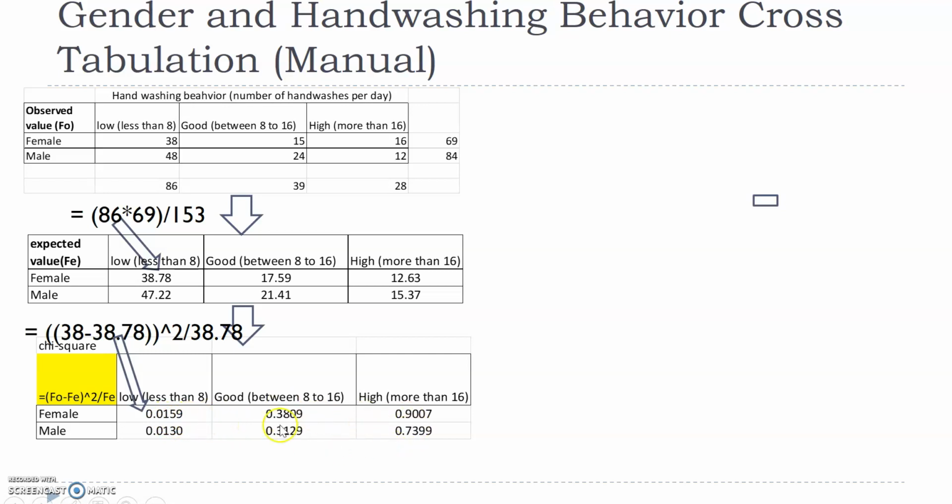Similarly, I will find out for each cell. If I sum all these 6 numbers, that will give me a value of 2.363. Okay, so that is my chi-square statistics.